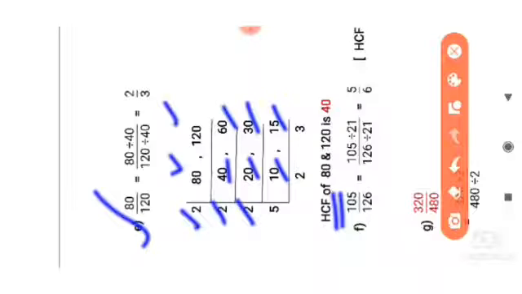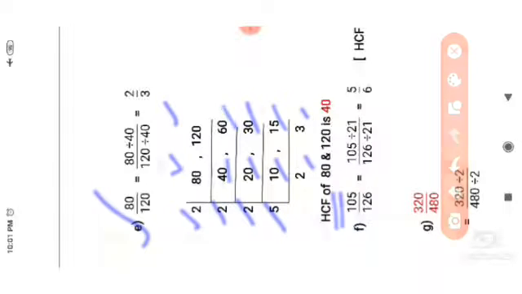Now see, 10 and 15. 10 is an even number and 15 is an odd number. So is there any common factor of 10 and 15? Yes, both are divisible by 5 only. So if you divide 10 by 5, it is 2. If you divide 15 by 5, it is 3. Now here 2 and 3 both are prime, so they are not divisible by any other number other than themselves. So we have to stop here.